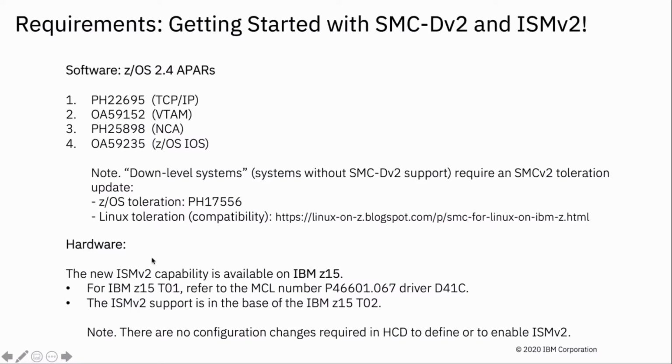And then as far as your hardware, ISM version 2 capability is available with the IBM z15, and you'll see the details there for the T01. There's the MCL number, and for the T02, it's in the base support. Now, in terms of hardware, as we know, ISM is actually firmware, but in terms of enabling this hardware firmware feature, there's nothing to turn on in the configuration of the ISM VCHID. So we'll talk about how you enable it, but you don't have to do anything special in the I/O configuration for the system to enable this feature. So there are the software changes, and there are the System z changes to enable it.